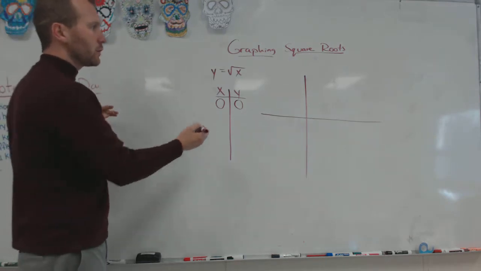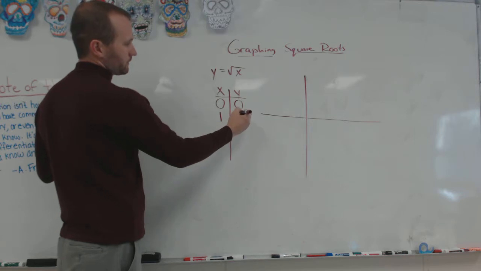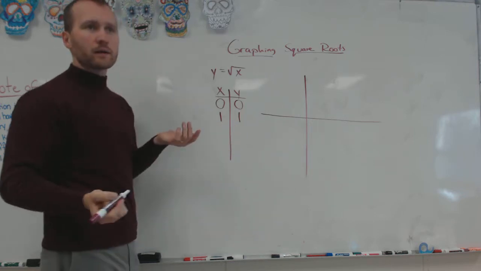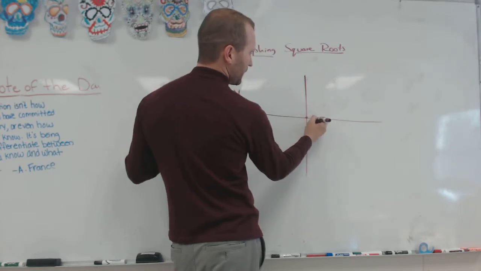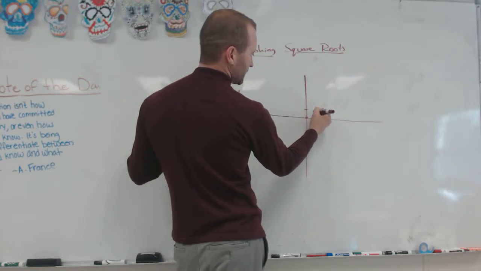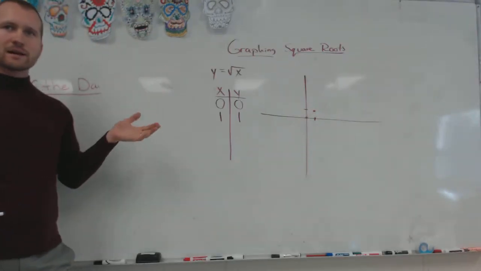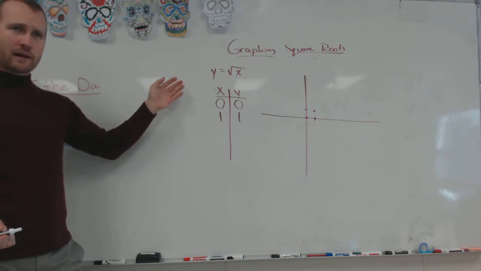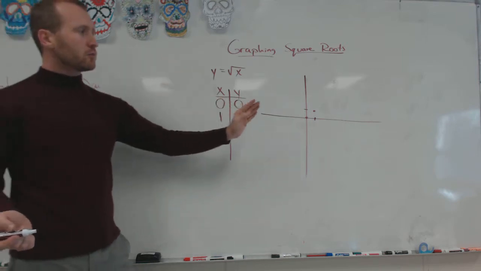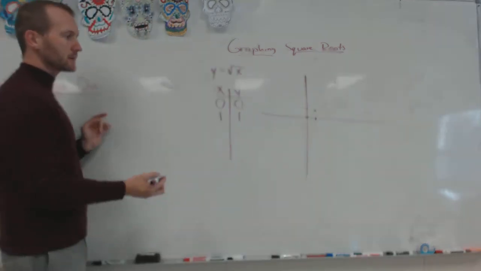Another one that's fairly simple. If x is 1, what's the square root of 1? 1. So far we have a really kind of silly graph. It almost just looks like a line going up. But that's not going to be enough points to graph this. Right? If we were graphing a line and we knew it were a line, 2 points is enough to make a line. We want to keep going in this case.